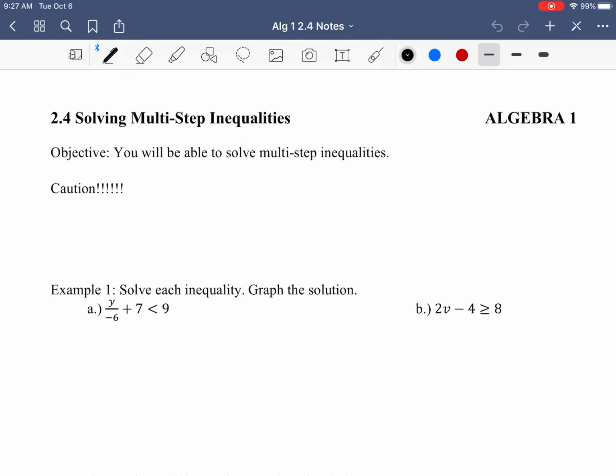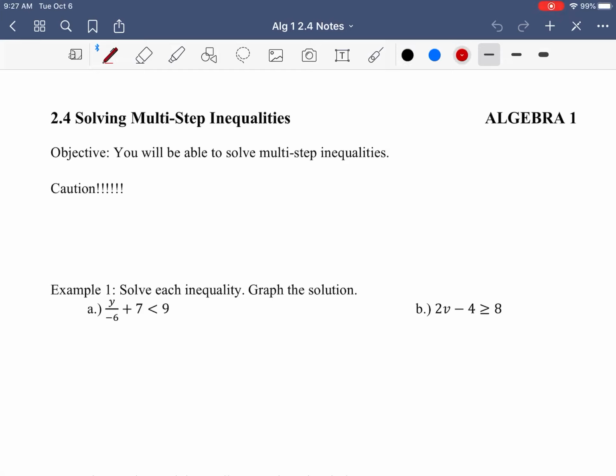Okay, section 2.4, we are solving multi-step inequalities. So by the end of this lesson, you will be able to solve multi-step inequalities. Really, in this section, what we're doing is taking all of our previous knowledge from sections 2.1 to 2.3 and putting them together to solve multi-step inequalities. So there really isn't anything new in this section. We're just putting a bunch of our old stuff all together.